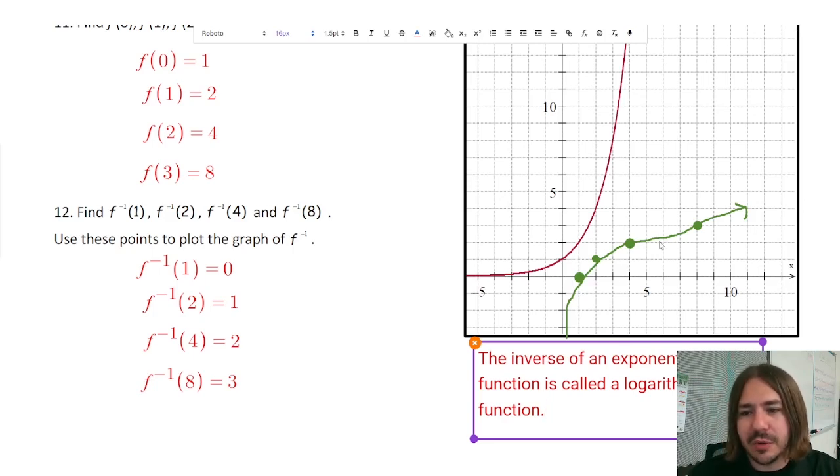And here we go. Our conclusion right here is that a logarithmic function is just the inverse of an exponential function.